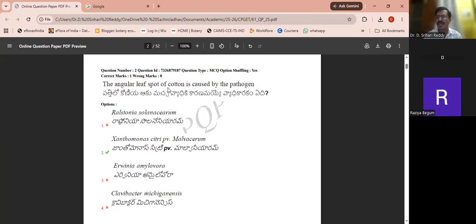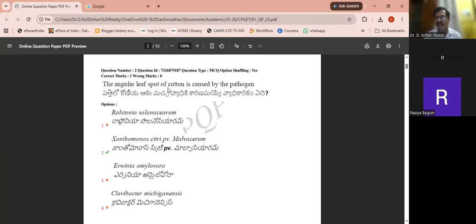Because some of the students asked me to teach in both Telugu and English medium. So I don't know whether the other student is from a Telugu medium background or English medium background, because that person's audio is not working. So I am explaining it.